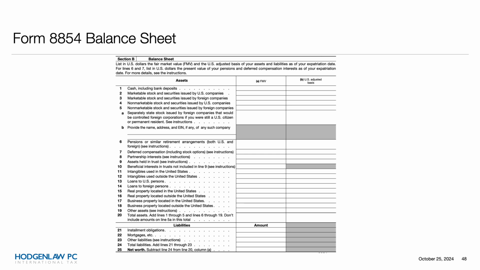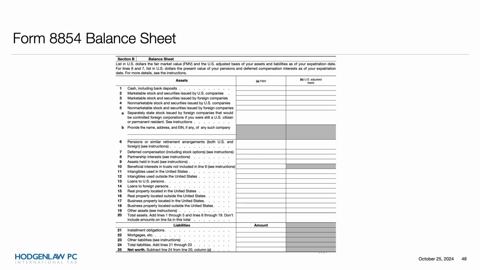So here's a snippet of the Form 8854 balance sheet. If this is blurry because of the webcast that we're doing, go ahead and Google Form 8854, pull up a copy of the form. This is on page 2 of that form. You'll see the exact same thing there.